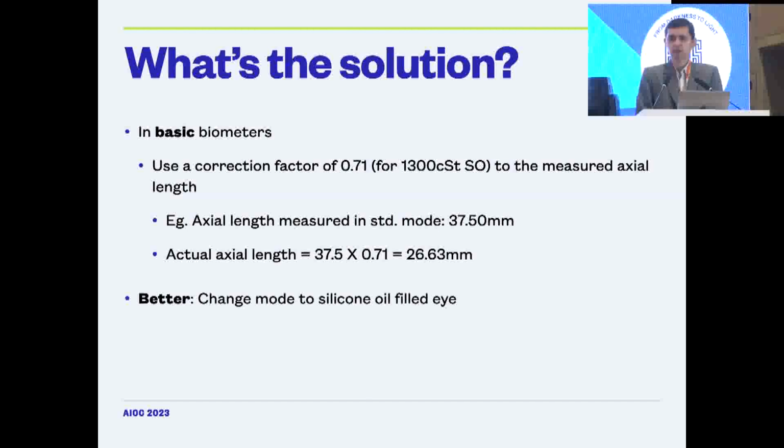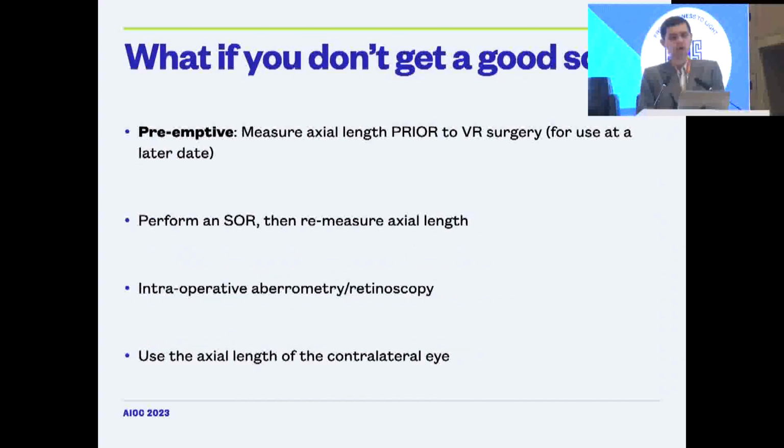In most of our better biometers, they have a silicon oil filled mode incorporated. So you can just change it to the silicon oil filled eye mode and measure accordingly. It will already do this calculation inbuilt. But of course it is best to use the newer optical biometers because they give an actual axial length in such situations. Now what if you don't get a good scan?